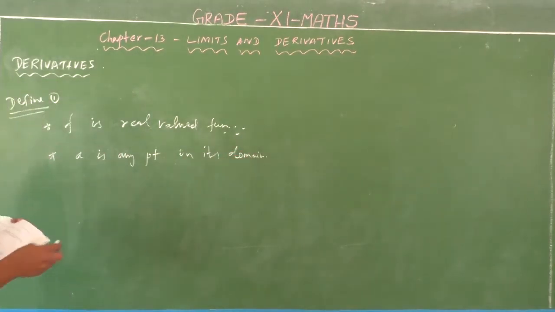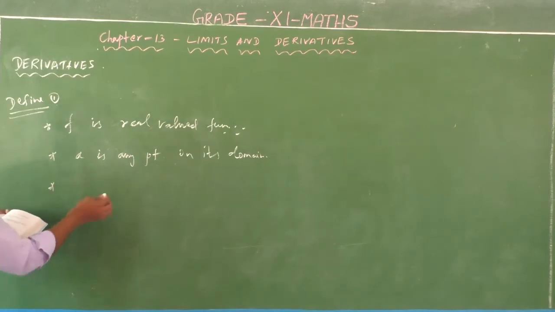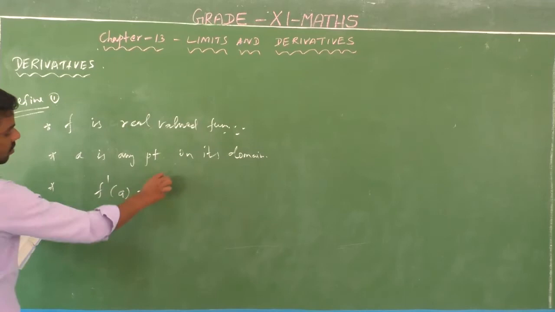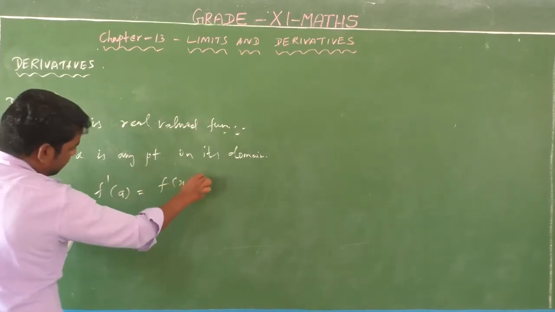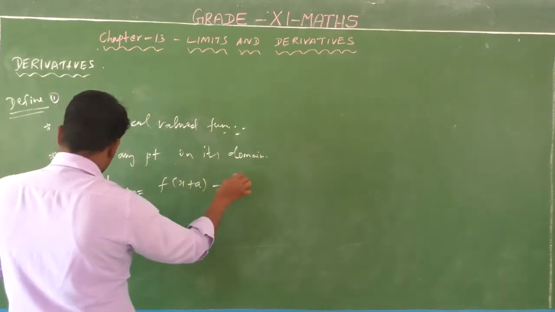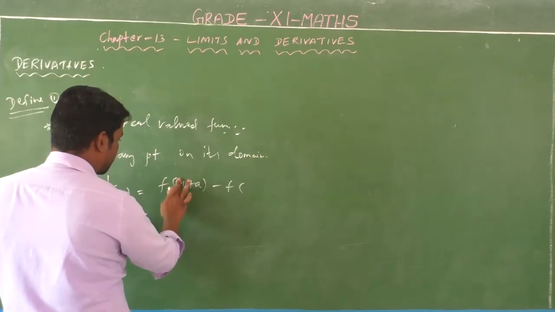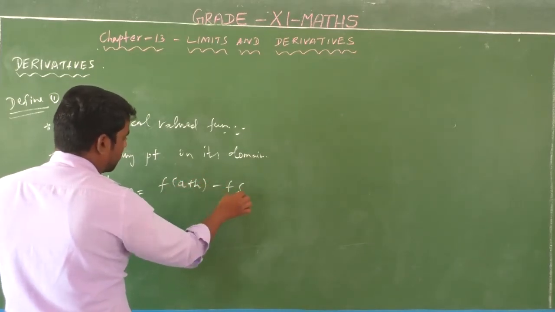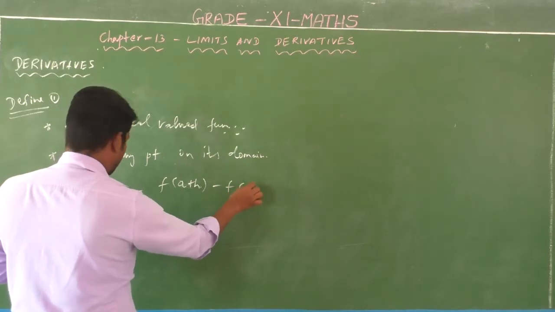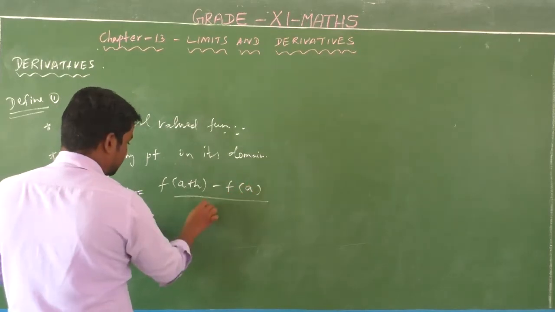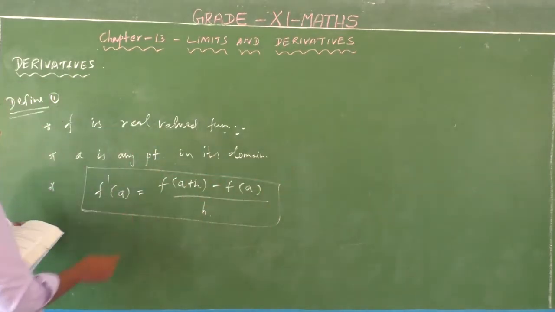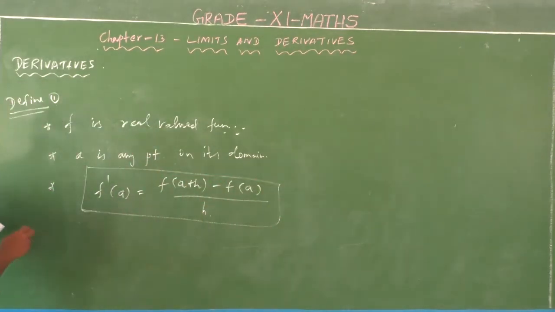Then the derivative of f, that means f dash of a, is equal to f of a plus h minus f of a, divided by h. This is definition number 1. And now definition number 2.